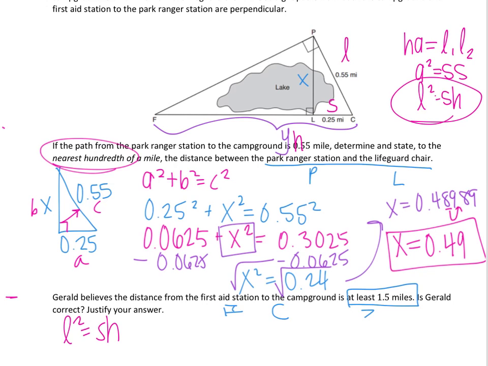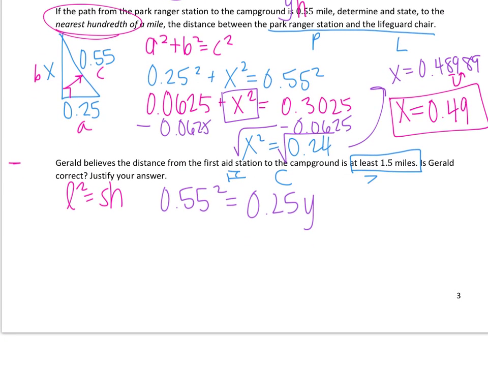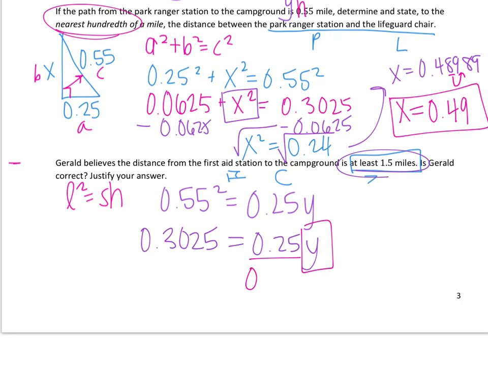So we're just going to simply plug in here. We have 0.55 squared equals my segment 0.25 times my hypotenuse, Y. So we're going to solve this. We're going to ignore the fact that we're thinking about 1.5 for just a few minutes. So 0.55 squared, remember we just did that one, 0.3025 rather, equals 0.25 y. Our goal is to get y by itself, so get rid of the 0.25 in front of it by dividing. When we divide, we end up with 1.21.